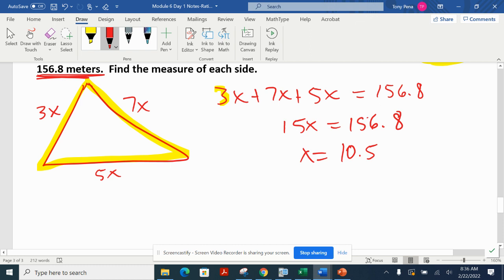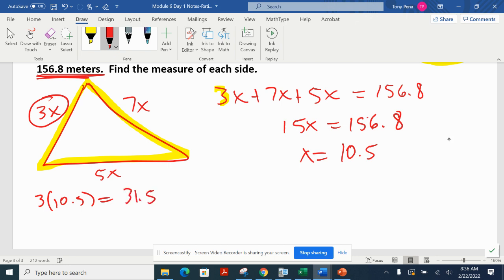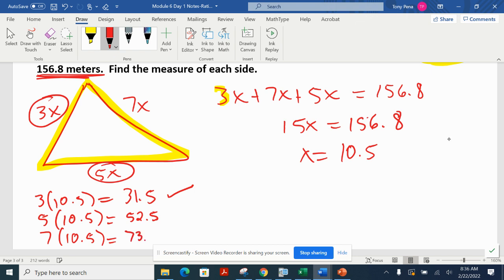And then if I want the 3 sides, this side would be 3 times the 10.5. So that is 31.5. That one I can do in my head. So that's one of our lengths. The other one would be 5 times that, so that's 52.5, I believe. And then the other one, 7 times 10.5 is 73.5, I think. And then those are our three sides.